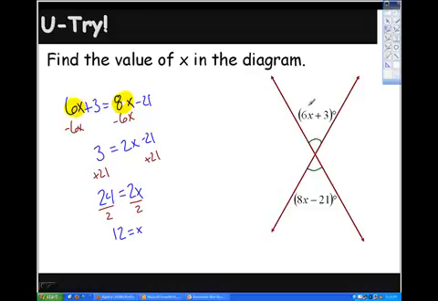6 times 12 is 72 plus 3 is 75, so this would come out to be 75 degrees. 8 times 12, what is that? Let's see, 80 plus 16 is 96. Minus 21 is also 75 degrees. So x equals 12 is the right answer. You can't be wrong.